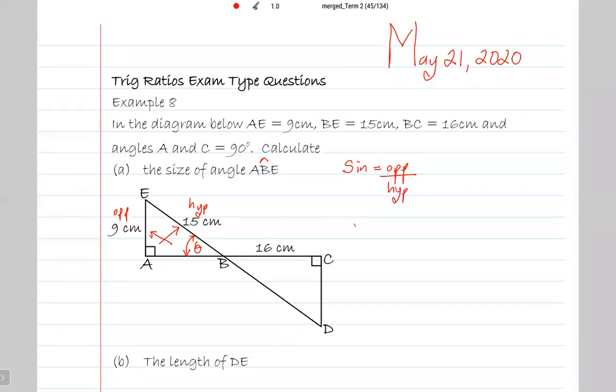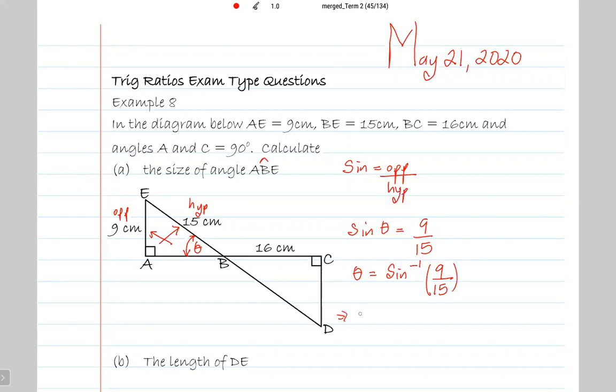Then I'm going to say the sine of the angle theta is equal to opposite 9 over hypotenuse 15. And of course, everybody knows, after you write sine, cosine, or tangent, the next thing you must write is the angle. Now, if you know the sine of an angle, to find the angle, you must use sine inverse. So theta would be equal to sine inverse 9 over 15.